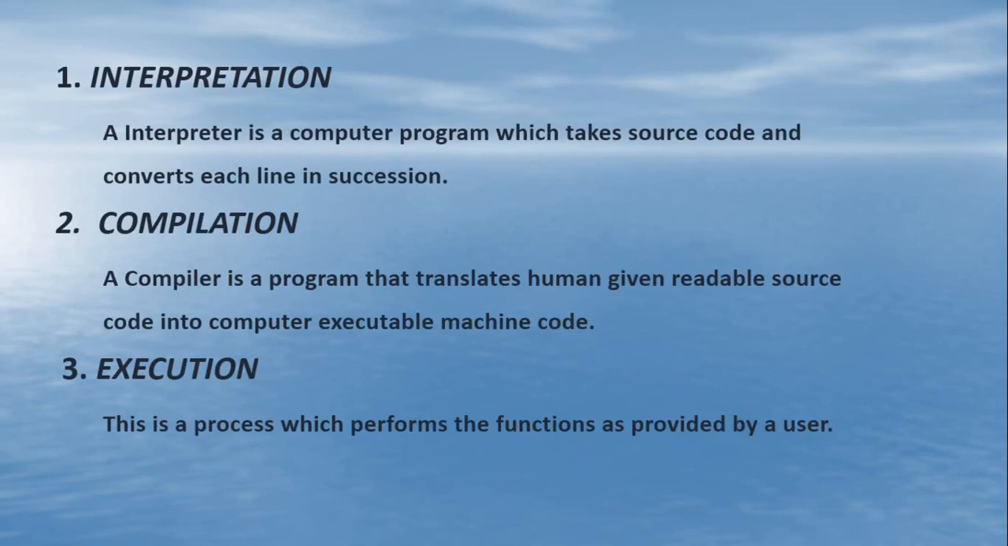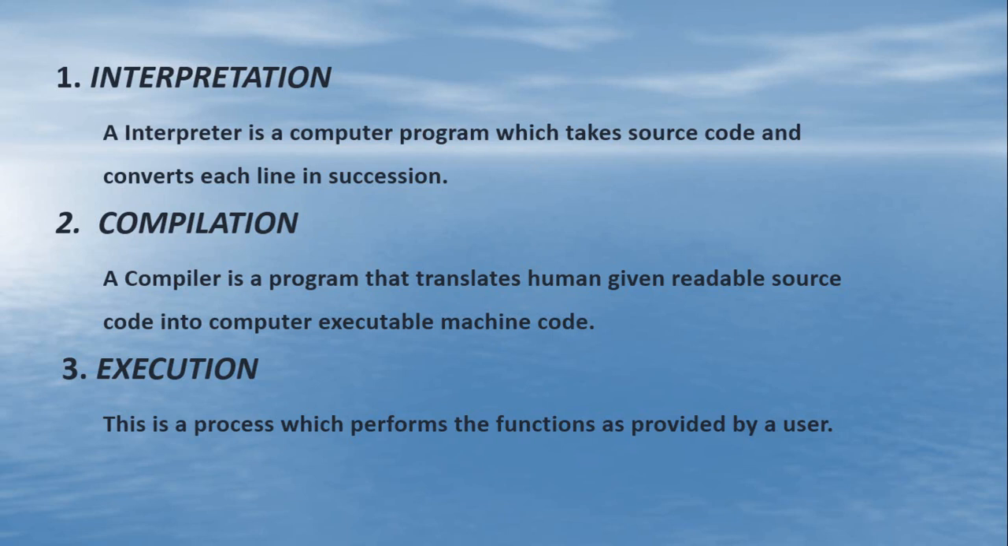Interpretation. An interpreter is a computer program which takes source code and converts each line in succession. At each step, it executes the high-level statements. In other words, it doesn't have to examine the entire program before it can begin executing code. However, programs that are interpreted will generally run much slower than the programs that are compiled.